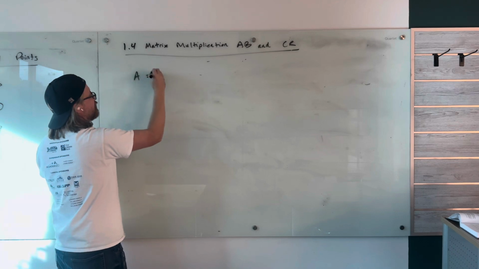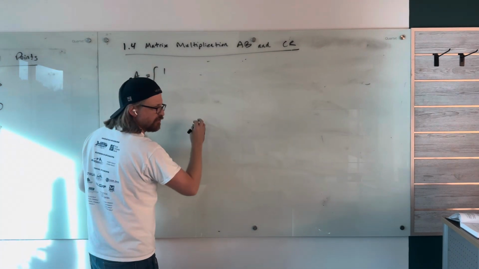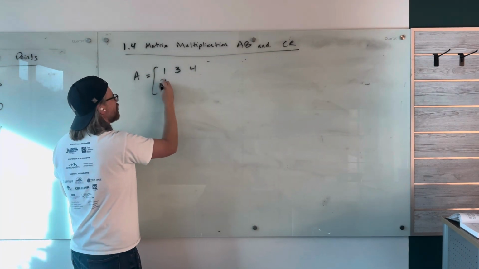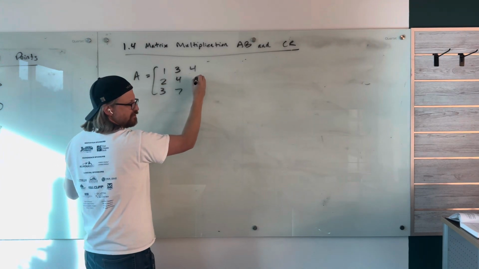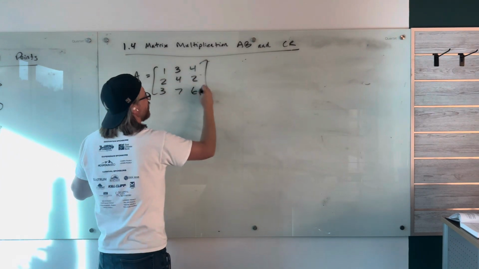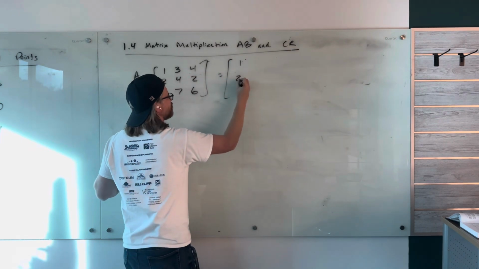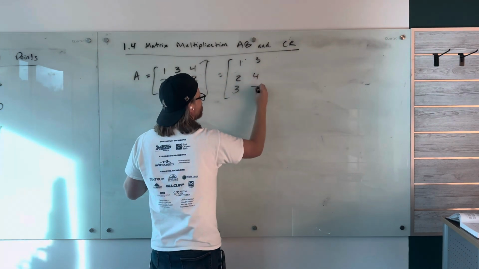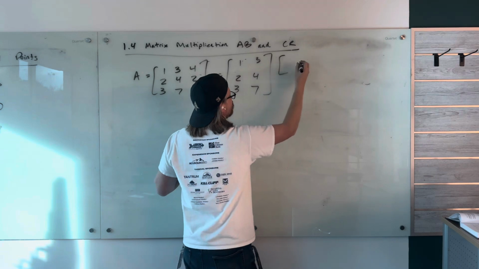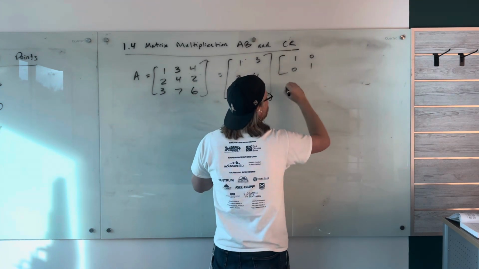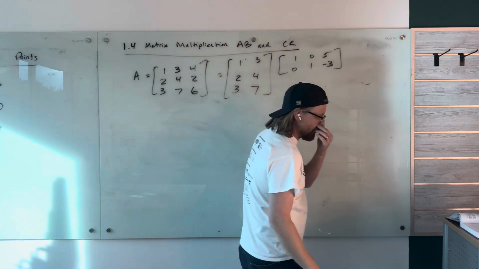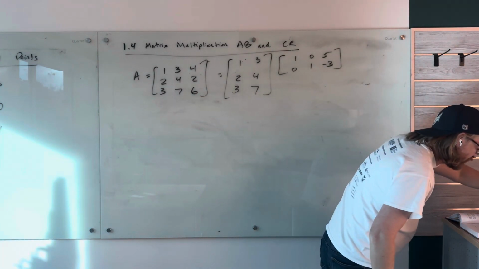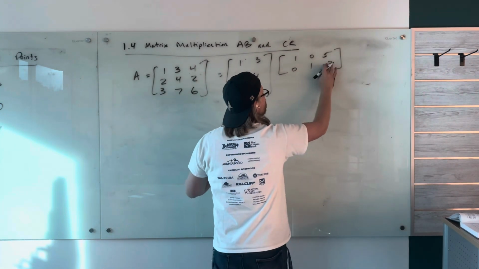So again, we had A was 1, 3, 4. This was 2 and 3, 4, 7, 2, 6. We had this broken down into 1, 2, 3, 3, 4, 7. And then my matrix R, which is 1, 0, 0, 1, and then 5, negative 3, if I remember that order correctly, or was it negative 5? Negative 5, 3, apologies. There we go.